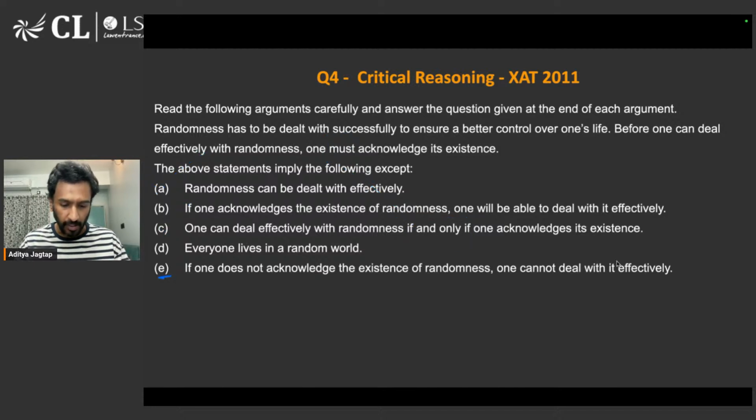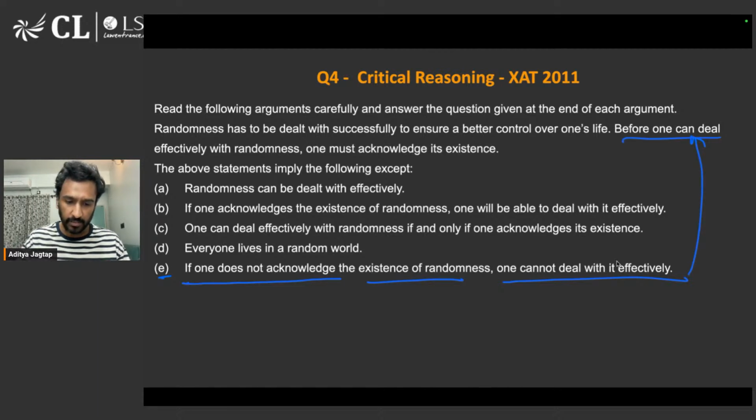Option E, if one does not acknowledge the existence of randomness, one cannot deal with it effectively. Again, the same sentence, same as option C, a different way to word option C. Options C, E, and A are valid inferences. These are not our answers.